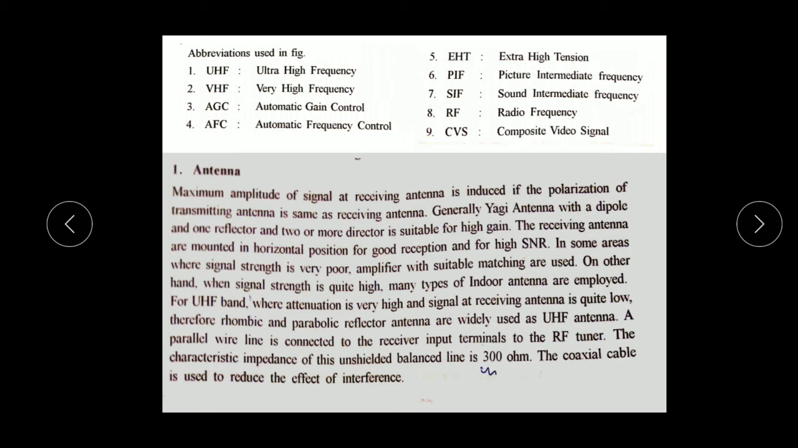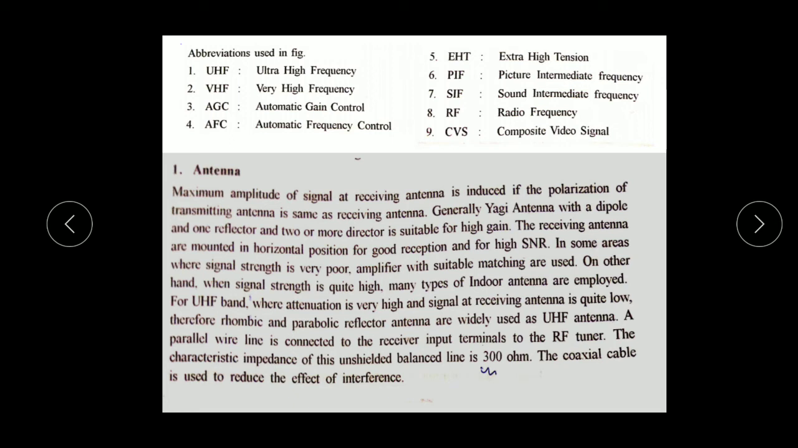Right now, at this time, we generally use this antenna. Basically, this antenna is a high gain antenna. Parallel wire lines are connected to the receiver input terminal of the RF tuner.